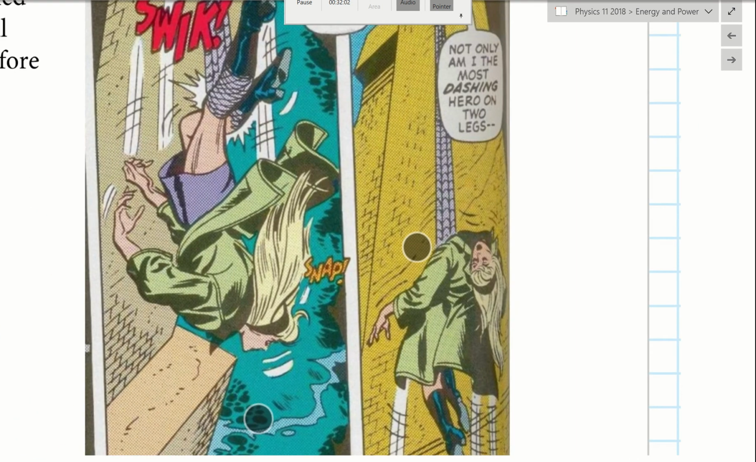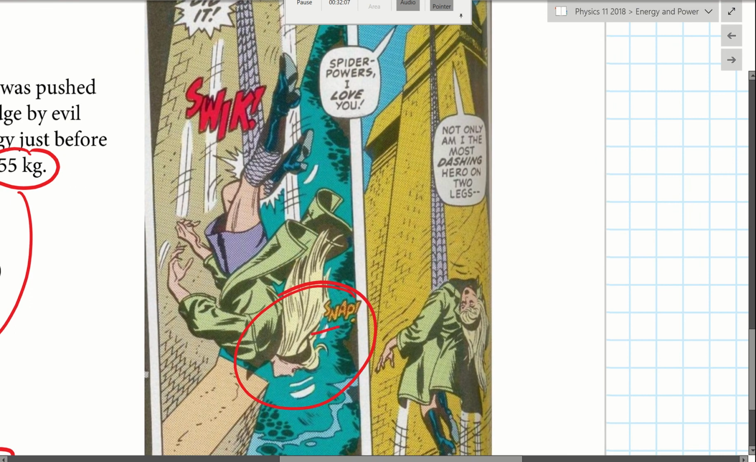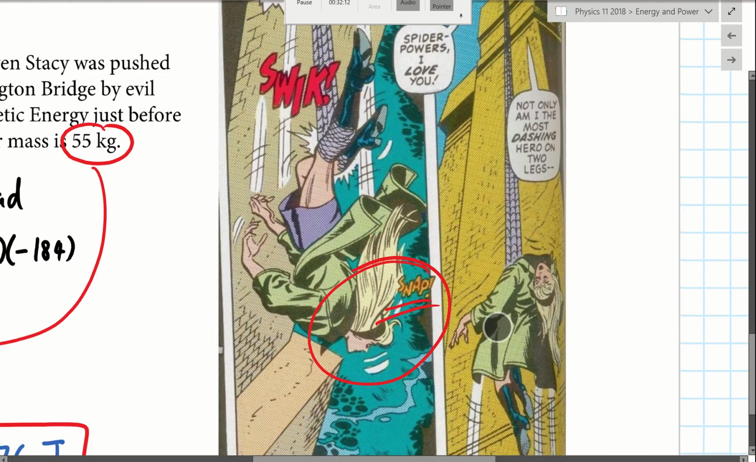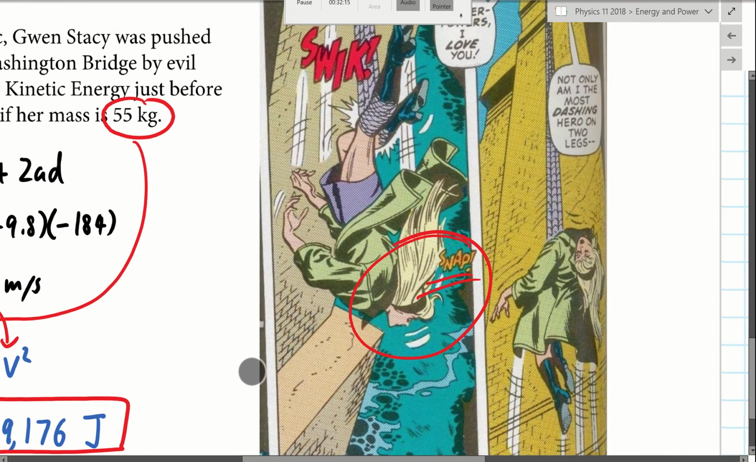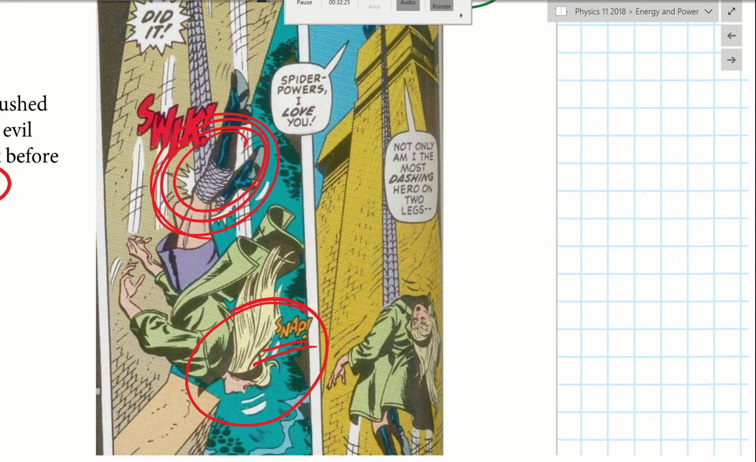In the comic, I want you to zoom in close to here. Do you see her leg area and the word slap on it? She was moving so fast and carrying so much kinetic energy that when Spider-Man caught her ankle with a web, she stopped too suddenly. Now remember Newton's first law. An object at rest stays at rest, and an object in motion stays in motion. So her body, her leg, is now stationary because Spider-Man caught it.